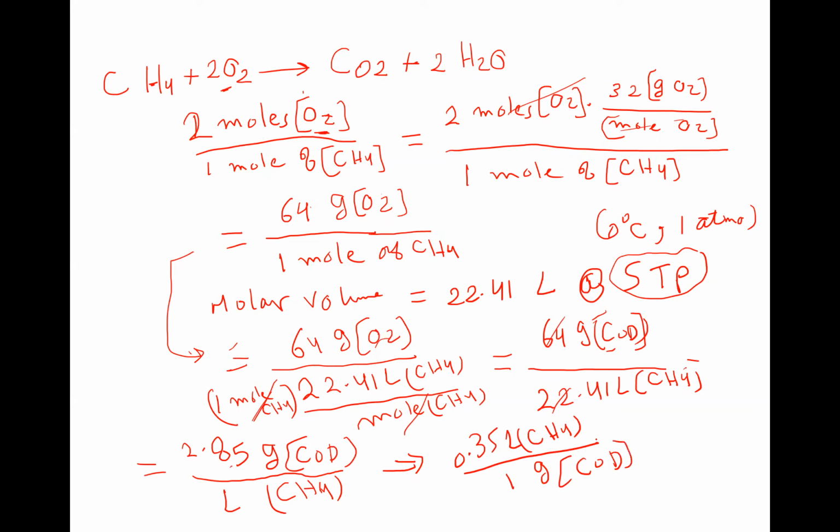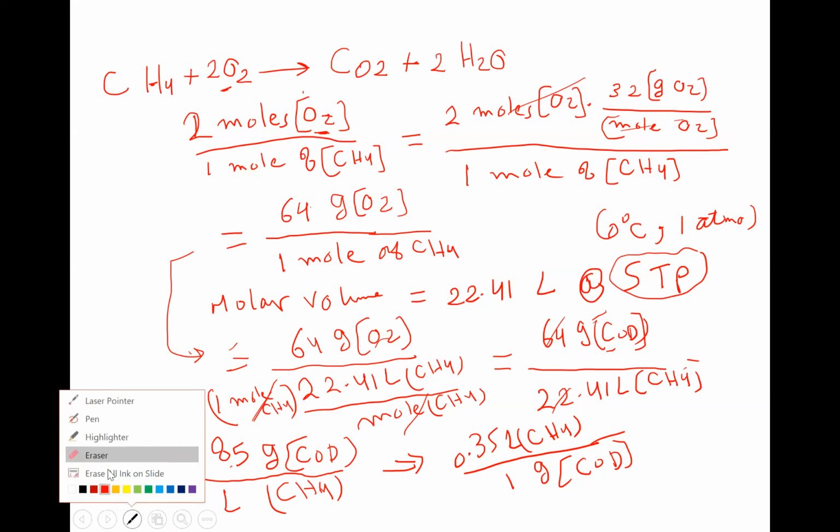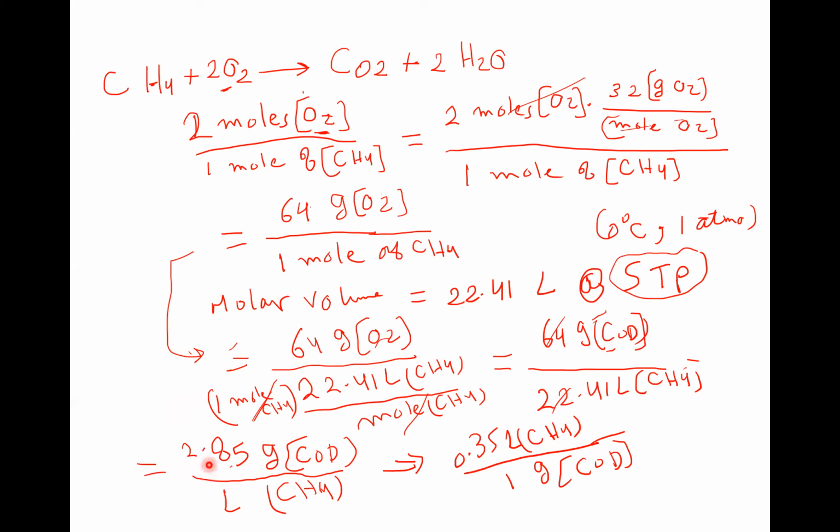This is why in the literature, in this case, again, you can have this, this is the meaning here that I have 2.85 gram COD per liter of methane, and after simplification this gives us 0.35 liter of methane per gram COD, or maybe 350 milliliter of methane per gram COD.